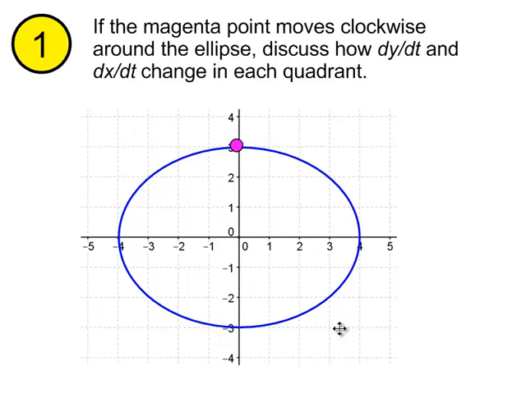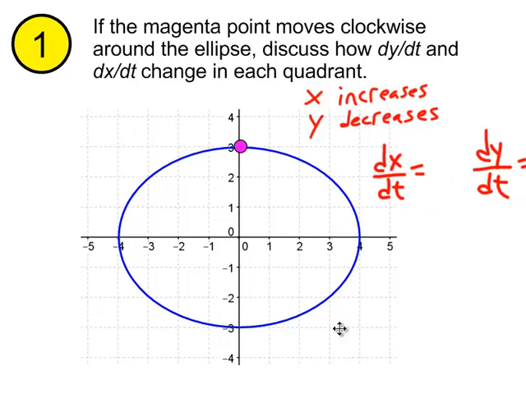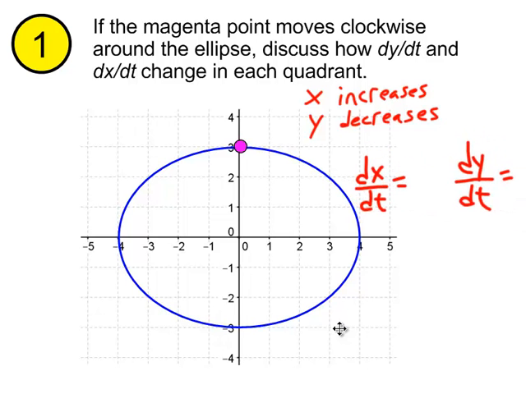And meanwhile, the y value is 3. When I get to here, the y value is 2. When I get to here, the y value is 1, and then 0. So if you look at the x and y coordinates, we'll determine that x is increasing in the first quadrant, but y is decreasing. And let's think of what that means as far as dx over dt and dy over dt. Well, these are the rates at which x and y change with time.